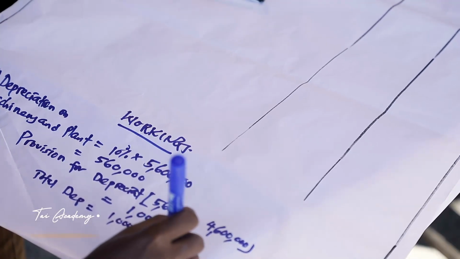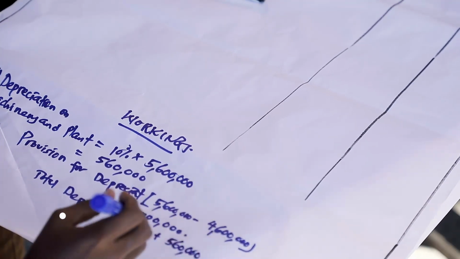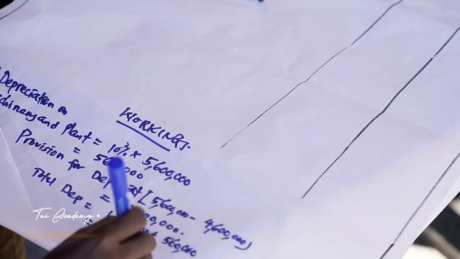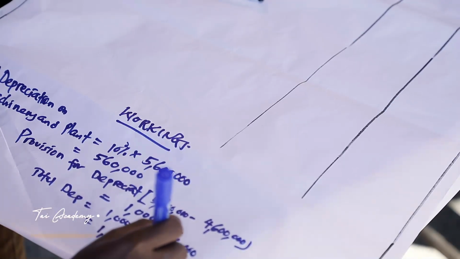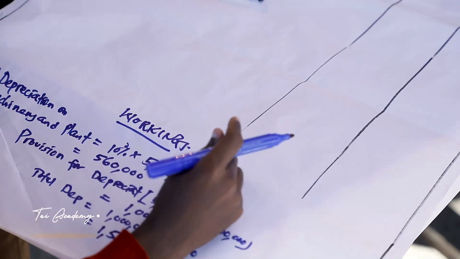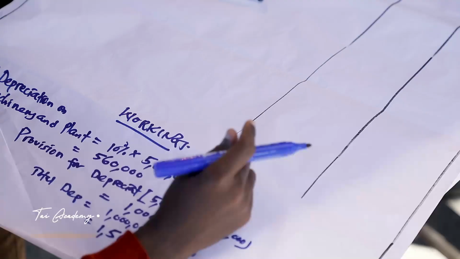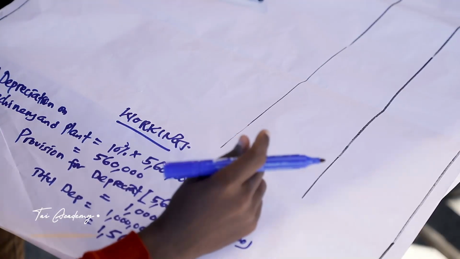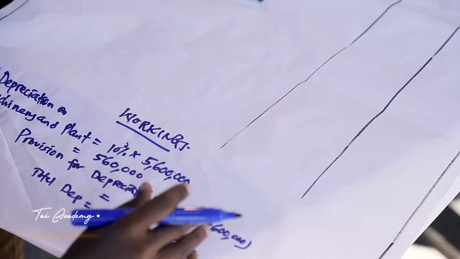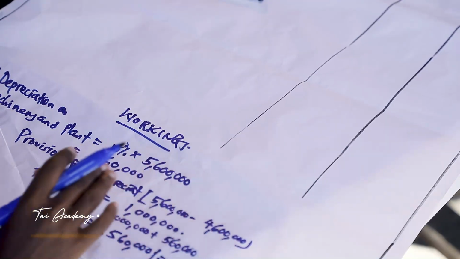na ile 560,000. So utapata 1,560,000 as total depreciation. Kwa hapa lazima makini kwamba nimechukua 10% ya 5,600,000, lakini baadaye nikatafuta difference between the cost and the amount in the trial balance ambao it's 1 million. After hapo na add up kwa unapata total depreciation ya machine and plant.